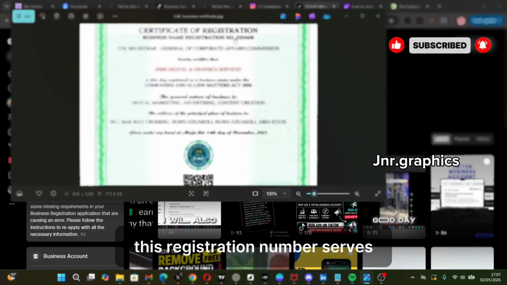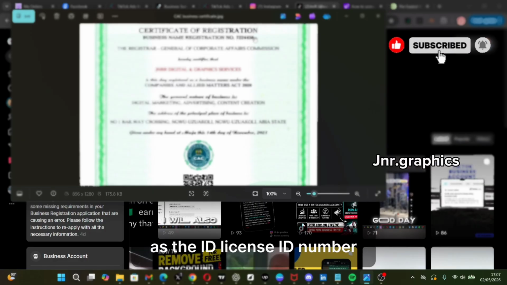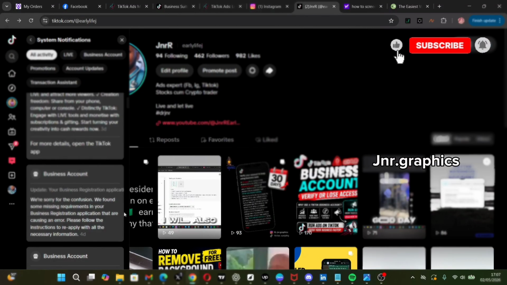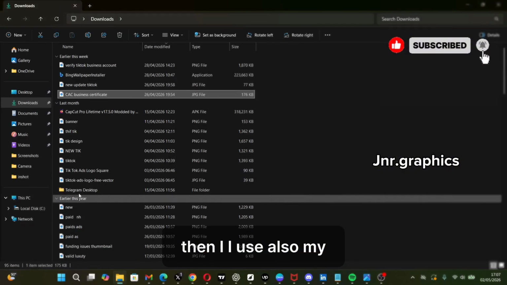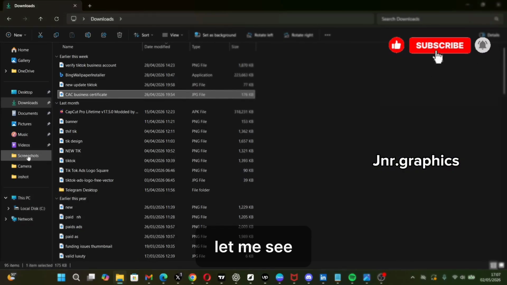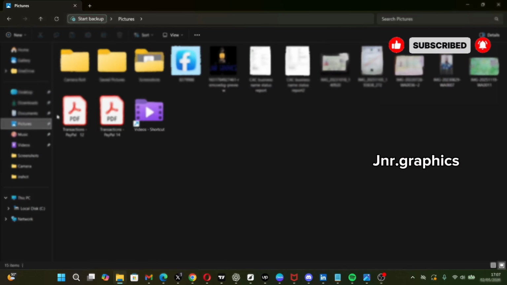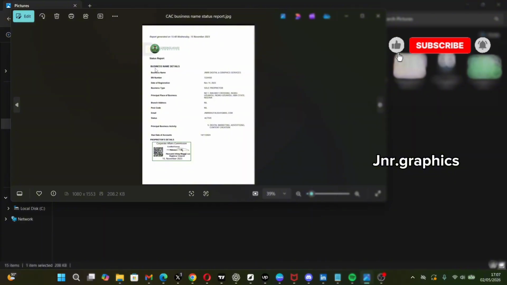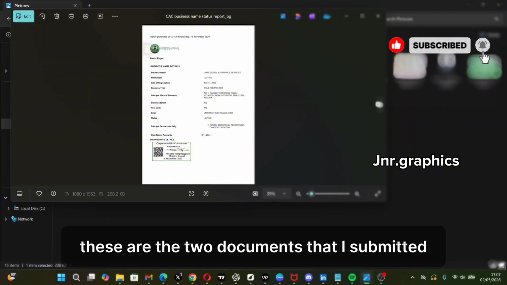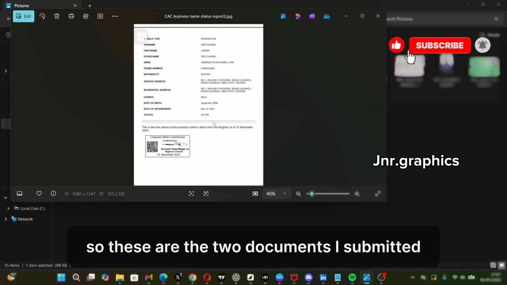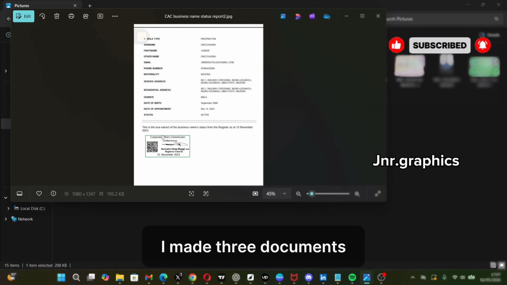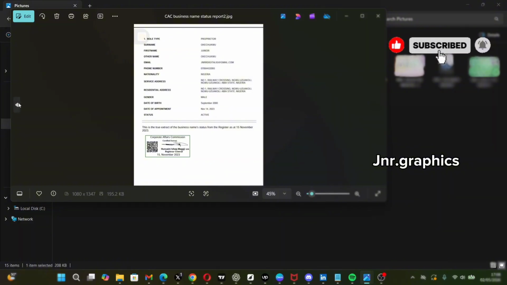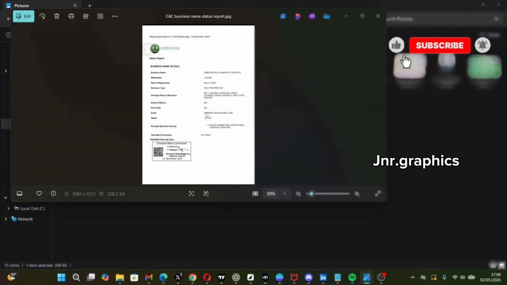This registration number serves as the license ID number. Then I also used this CAC business report. These were the two documents that I submitted. I submitted three documents in total before it got accepted. So these were the two documents that I submitted before it got accepted.